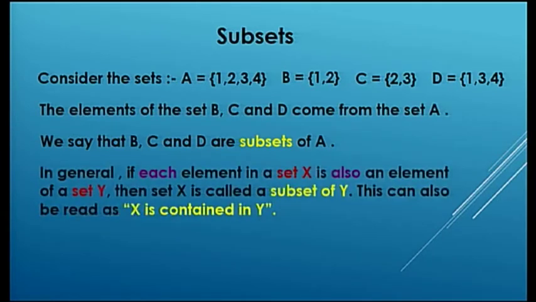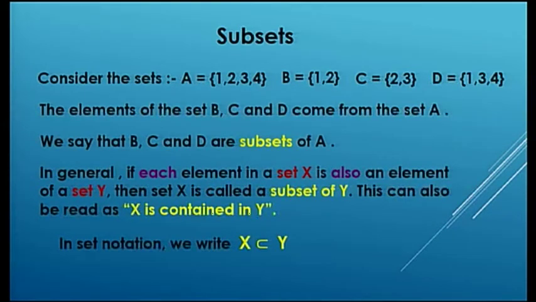In general, if each element in a set X is also an element of a set Y, then X is called a subset of Y. This can also be read as X is contained in Y. So, if we have two sets, one bigger than the other, if each and every element of the smaller set is also an element of the larger set, then the smaller set is called a subset of the larger one.